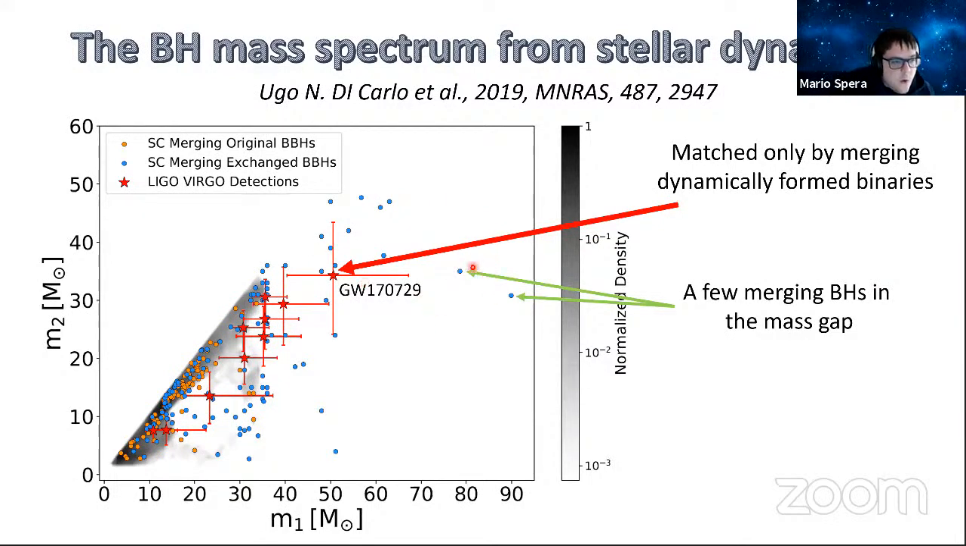Of course, we also have a few merging binary black holes with at least one of the two black holes in the upper mass gap. These black holes form through a dynamical process, and these are first generation black holes. These are not coming from a previous merger of two lighter black holes, but from the scenario that I just described, the merger of an evolved star with a main sequence star that forms a massive heavy black hole.